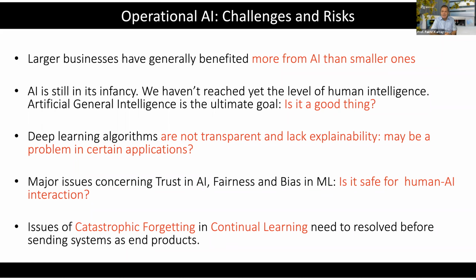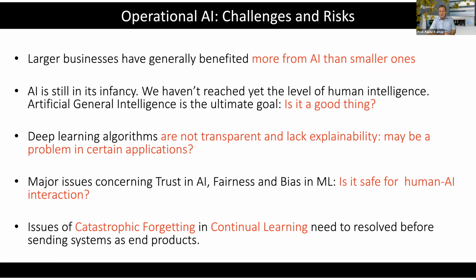AI is still in its infancy. We haven't yet reached the level of human intelligence, and artificial general intelligence is the ultimate goal, but is it a good thing that we spend a lot of research time and work to try to reach this level, where the mind is working similar to the human? I don't think so, from my point of view. As long as we are able to mimic human intelligence in terms of actions, in recognizing our environments, and in terms of perception, that should be enough at this level.